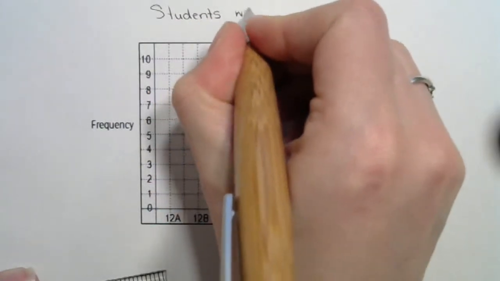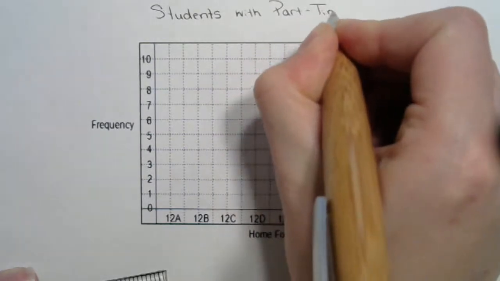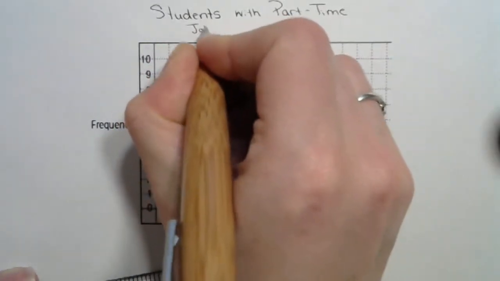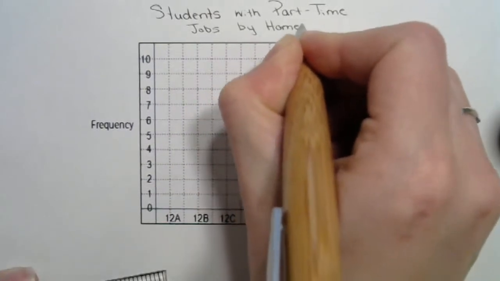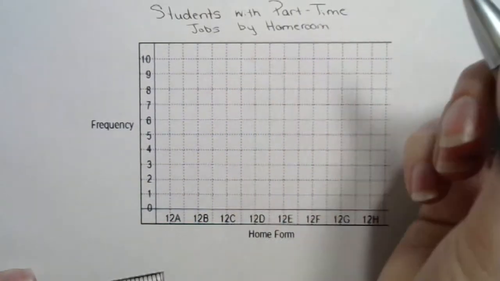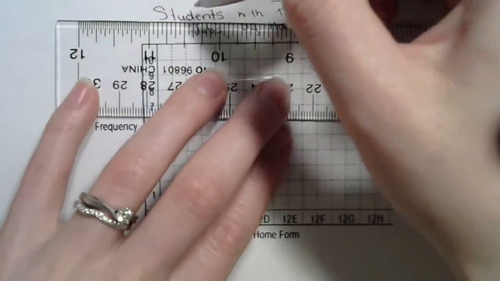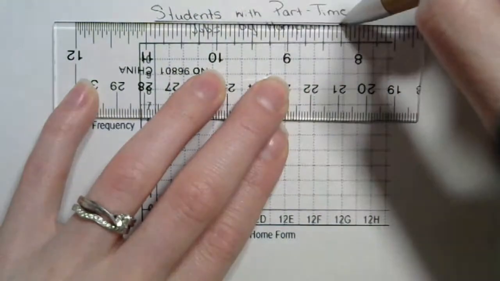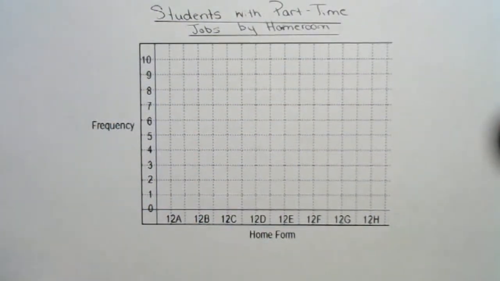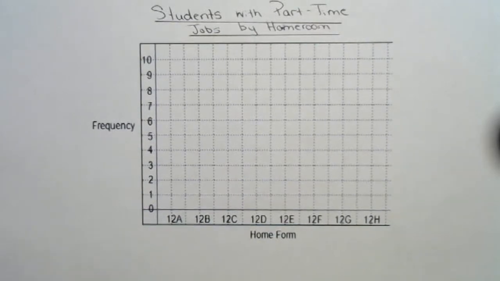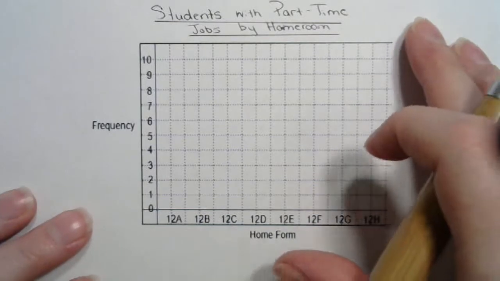Students with part-time jobs by homeroom. In this case, we don't really have the name of the school or anything like that, so this will suffice for this one. But if you would like to make it a little more detailed, a little more specific, so anybody looking at this knows the information that you're presenting for them.